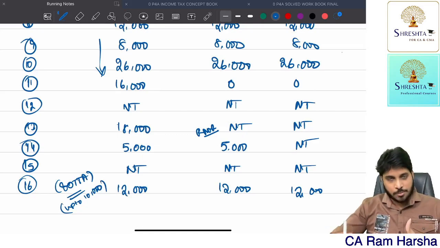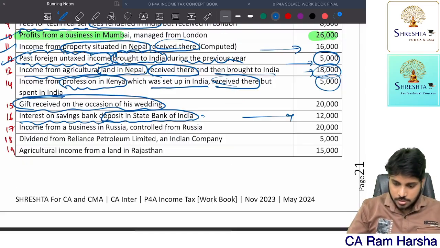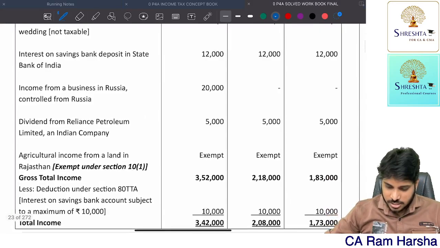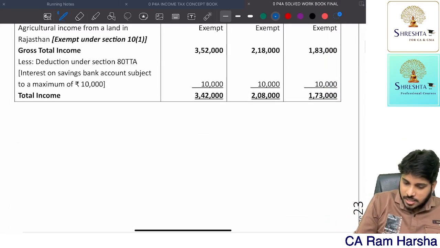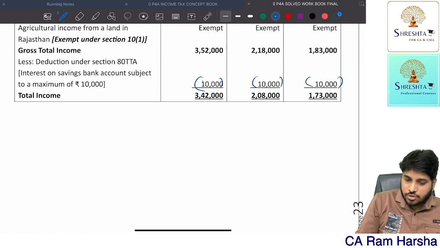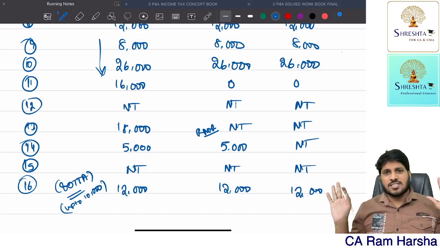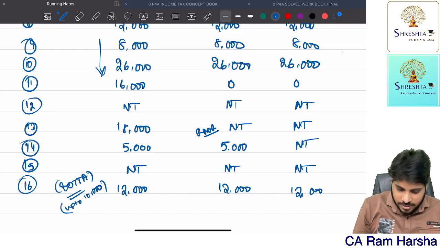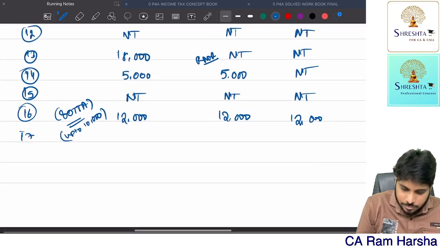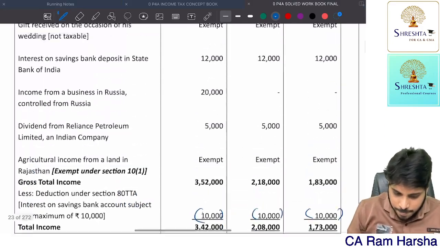At the end of the problem, we will reduce that. You see, here also it is adjusted. Here also the deduction under 80TTA, 10,000, will be adjusted. So that's a benefit which is given for all savings account interest. 17th item.